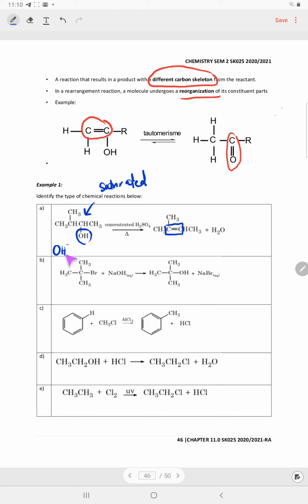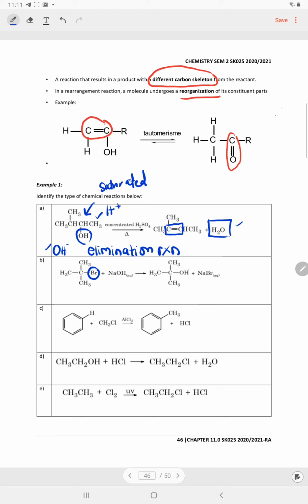So the first thing, OH is removed, second, hydrogen H plus is removed. So finally, we eliminate water. So the type of reaction is an elimination reaction, because we eliminate the compound water and it produces a carbon-carbon double bond.